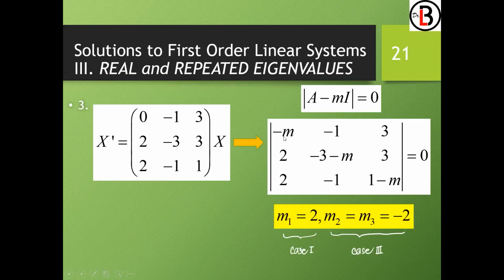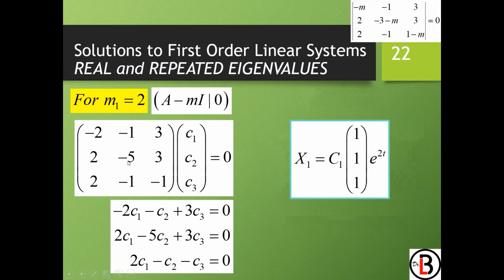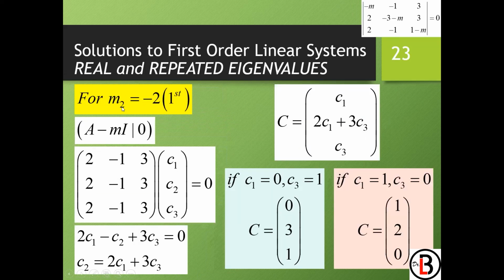So just plug in when m is equal to 2. So negative 2, negative 1, 3, 2, negative 3 minus 2. So that becomes negative 5 and so on. You'll notice that you'll have 3 different equations. And then when you solve for the C's, you'll end up with 1, 1, 1. So that's okay. I hope this is not a problem. Now, for m is equal to negative 2, let's try to plug it in.